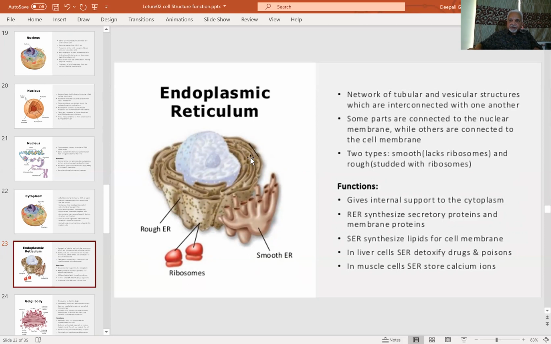You have rough ER and the smooth ER, and it's there on the rough that the proteins are synthesized, and are taken to their site of action, wherever they are supposed to function. The proteins are synthesized here and are then translocated to their site of action.